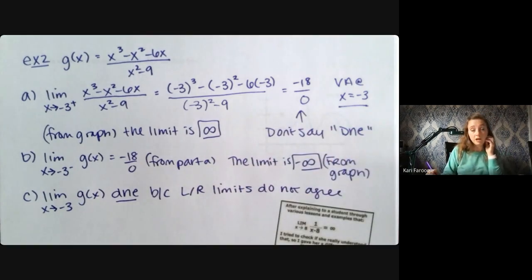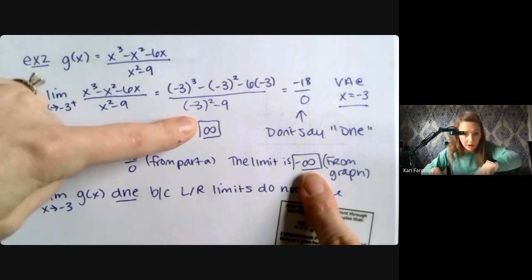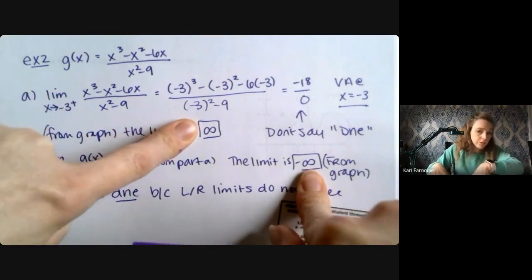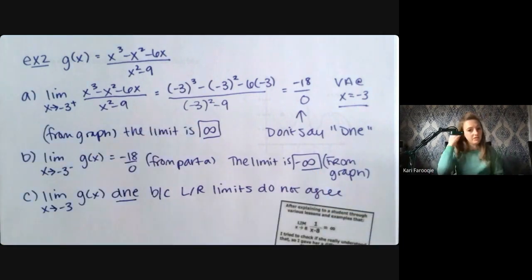Now, if you ended up having both sides go to positive infinity, or maybe both sides went to negative infinity, then you could make a conclusion. But in this case, you can't conclude anything because these are not the same.